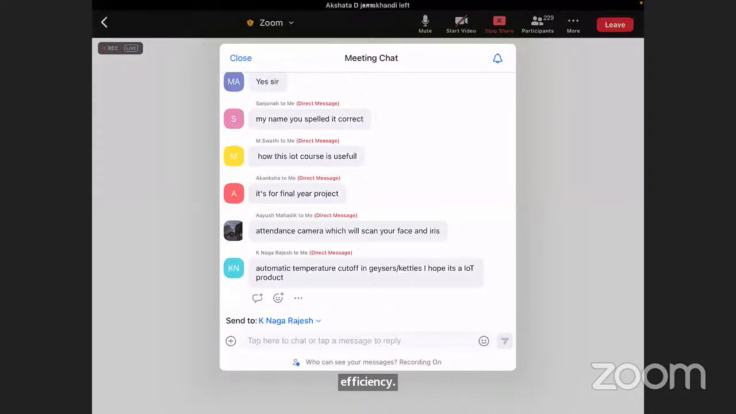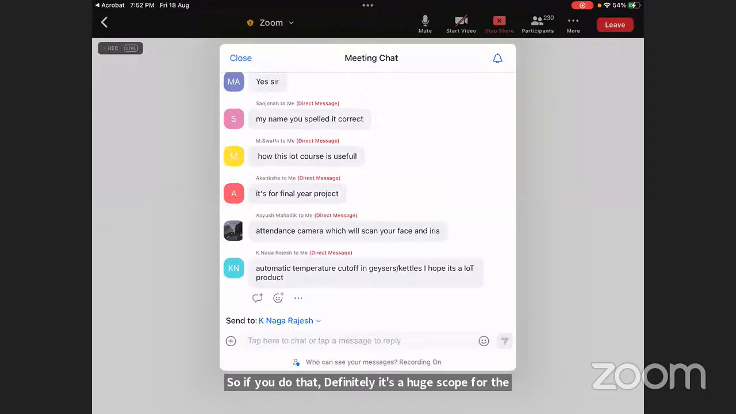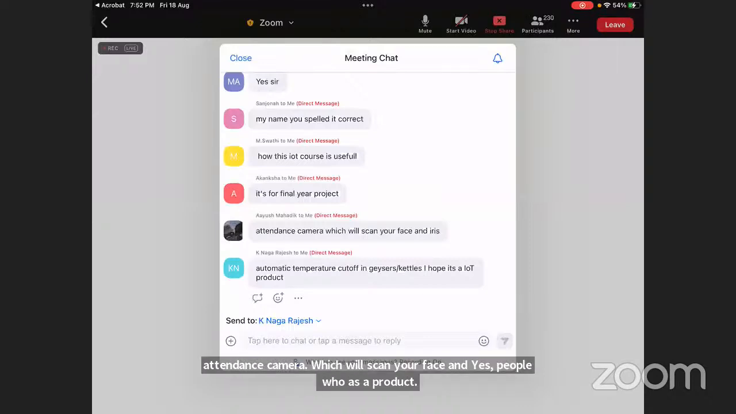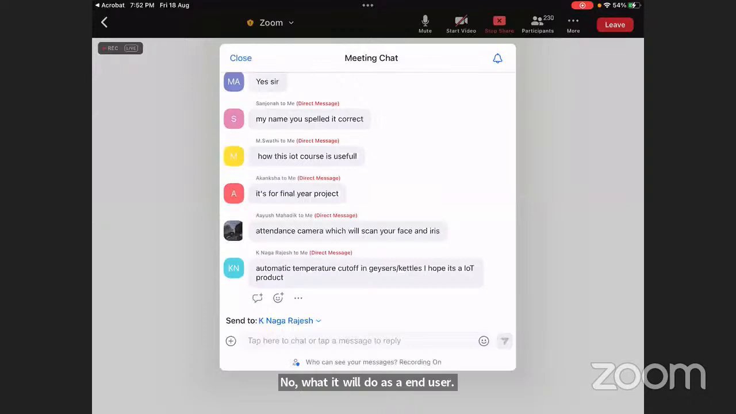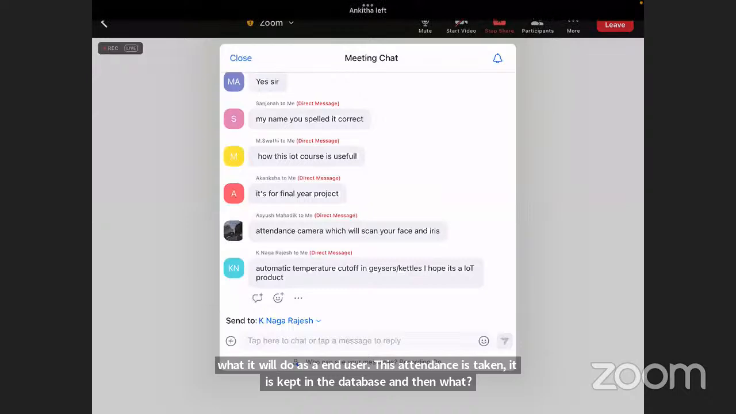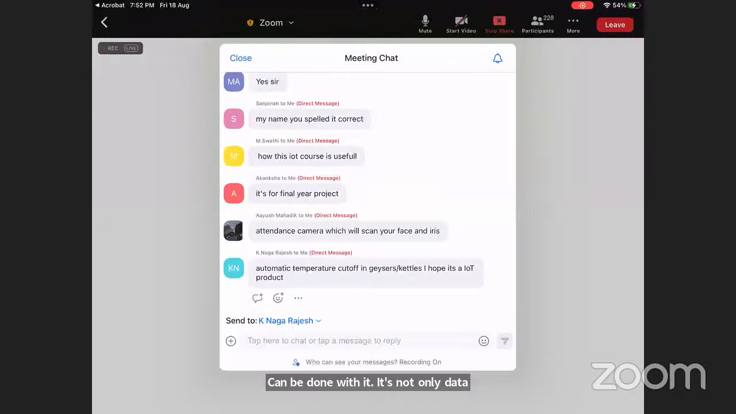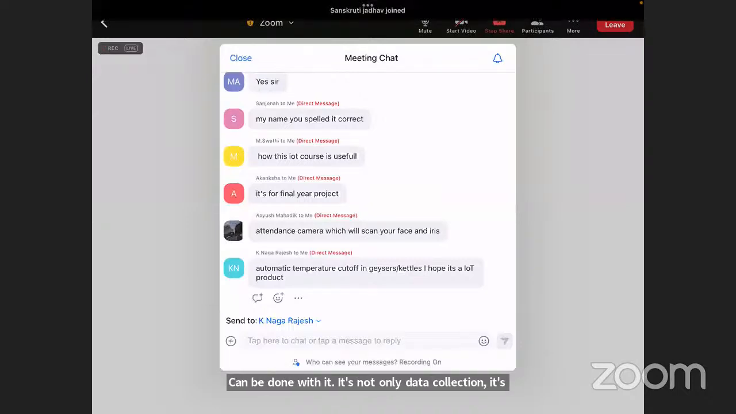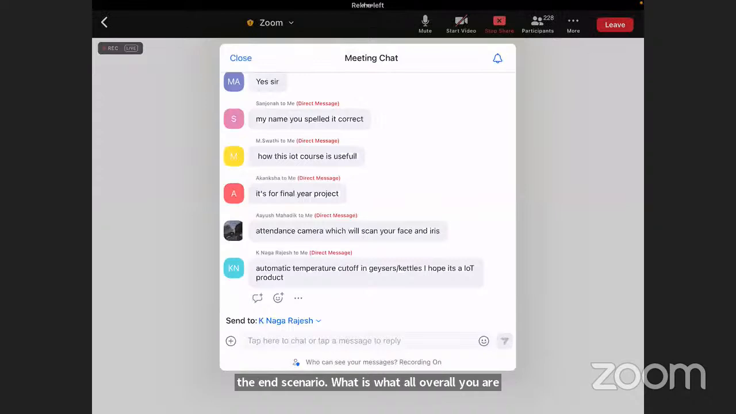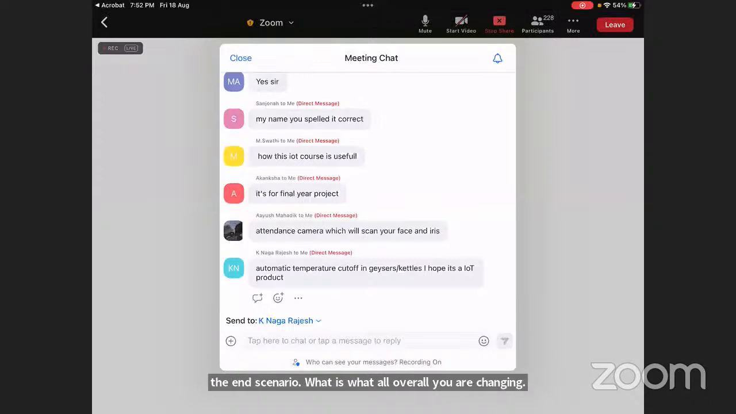Attendance camera, which will scan your face and iris? Yes, that it will do as a product. Now what will it do for an end user? This attendance is taken, it is kept in a database, and then what can be done with it? It's not only data collection, it's the end scenario. What overall are you changing? Say attendance is the issue, that nobody takes attendance properly, and even if it is taken, we don't know if it is okay or not.